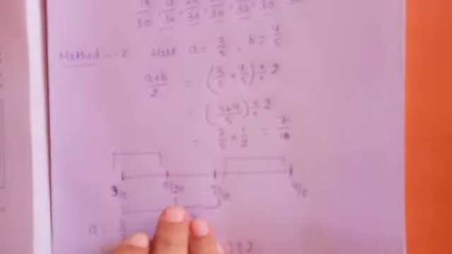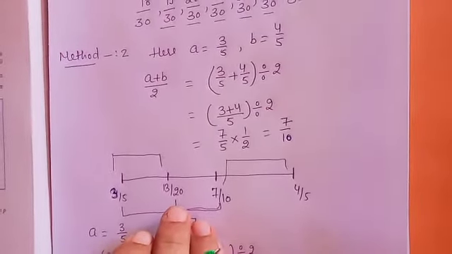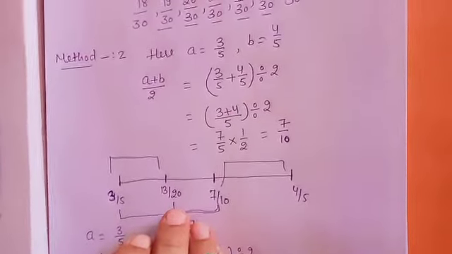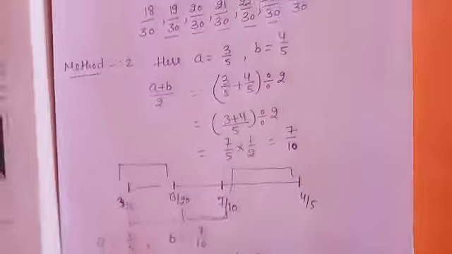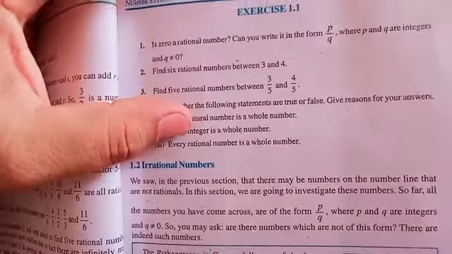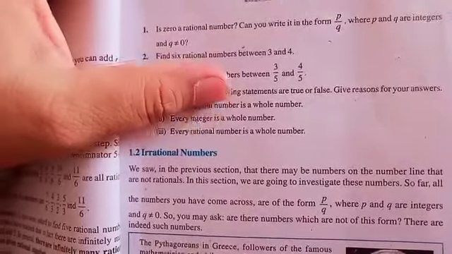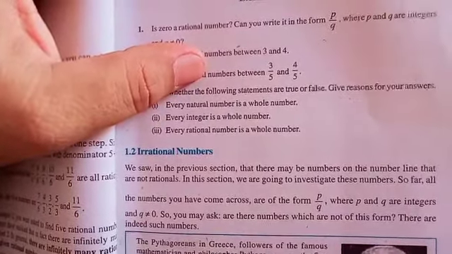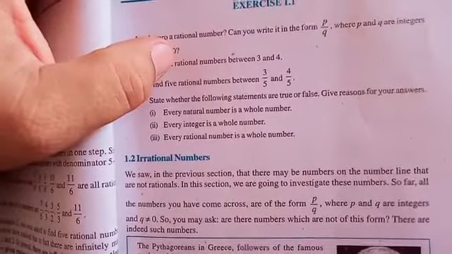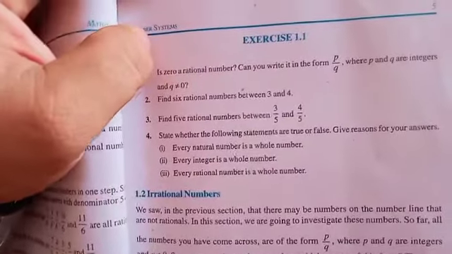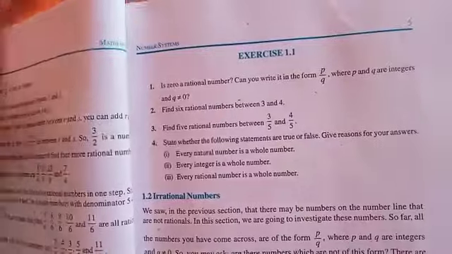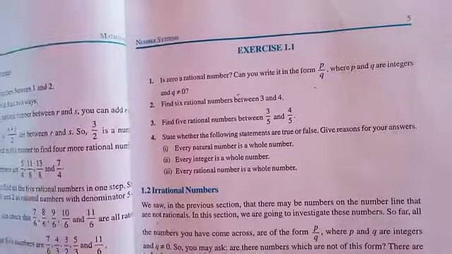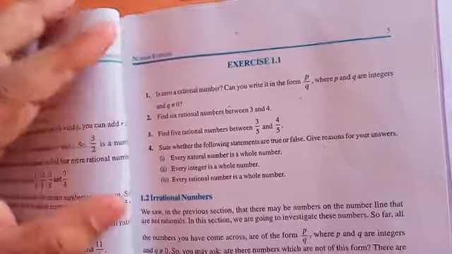Every integer is a whole number. Its answer is no. Why? You can say minus 3. Minus 3 is an integer, but it is not a whole number. Minus 7 is an integer but not a whole number. Every rational number is a whole number. Its answer is also no. Why? 3 by 5 is a rational number, but it is not a whole number. There are infinite examples: 6 by 13, 6 by 12, 1 by 2, 1 by 3. All are rational numbers but not whole numbers. I think you understood this.